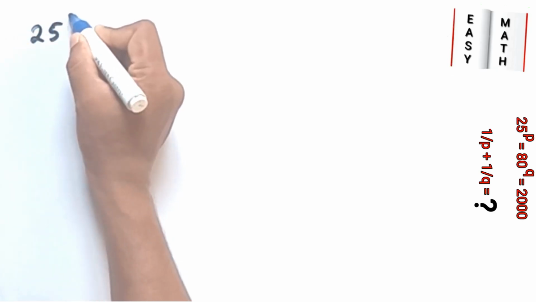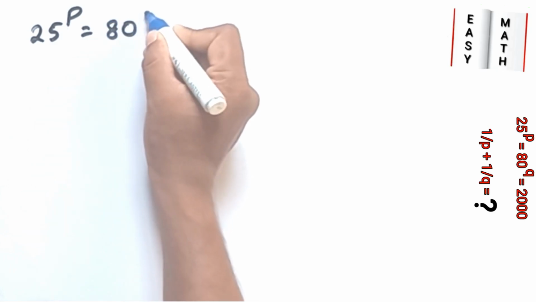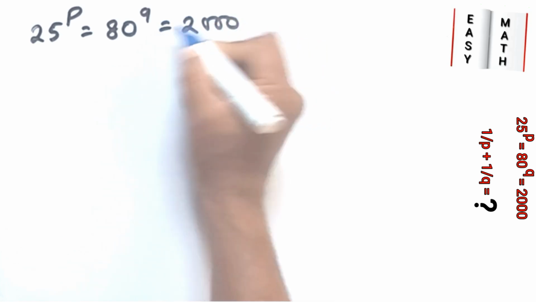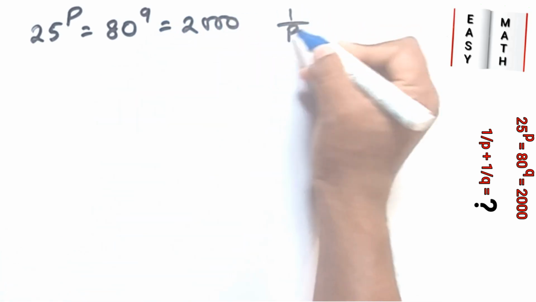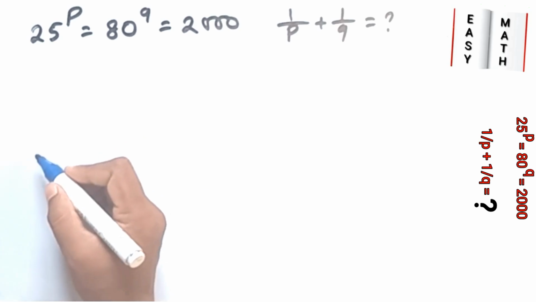25 power of p is equal to 2000, and 10 power of q is equal to 2000. So find out the value of 1 by p plus 1 by q.